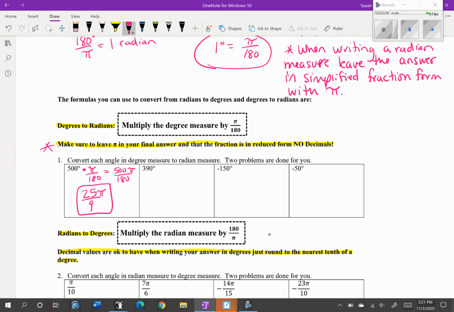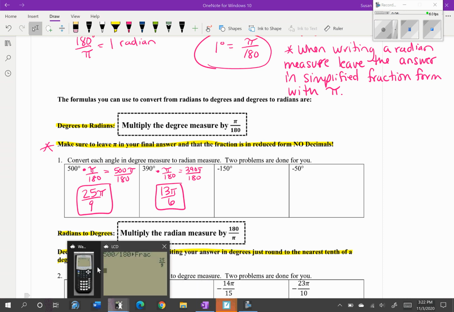So if I want to convert 390 degrees, I multiply this by pi over 180. So that's 390 pi over 180. And when I reduce this, I end up getting 13 pi over 6. And we don't label radians like you do when you label degrees with a degree symbol. So I just know these are radian measures because it doesn't have a degree symbol.